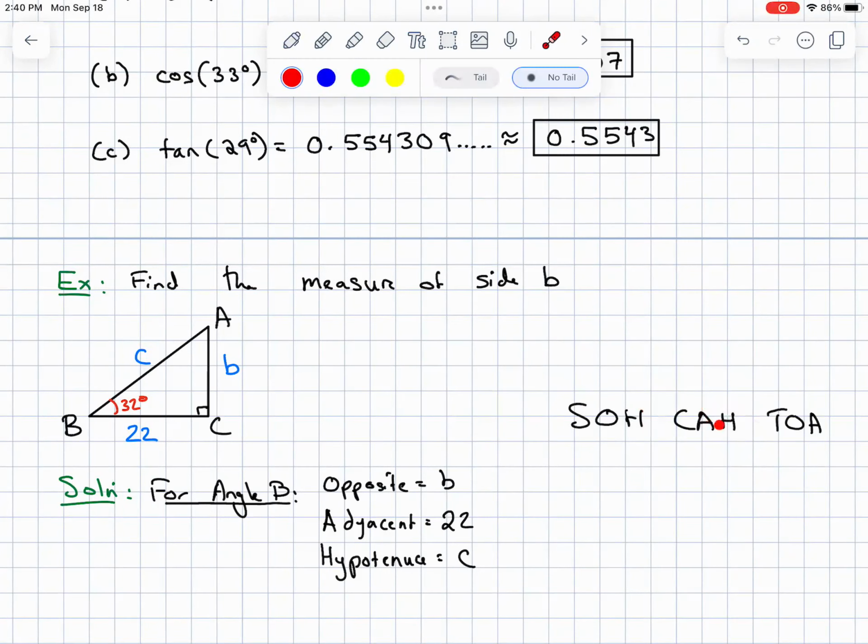If you wanted to try and use cosine, adjacent over hypotenuse, we don't want measurement C. So CAH, cosine is out. Sine, opposite, we want to have B, but hypotenuse is C. That would have 2 variables in the same equation. It would not work for us. So sine is out. So it must be that we're going to be using tangent.